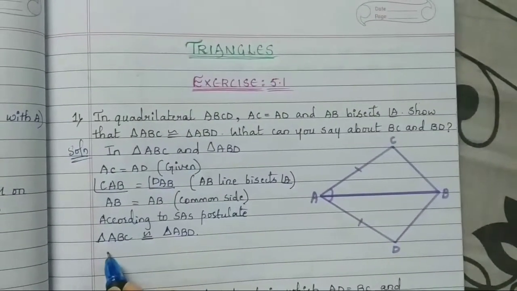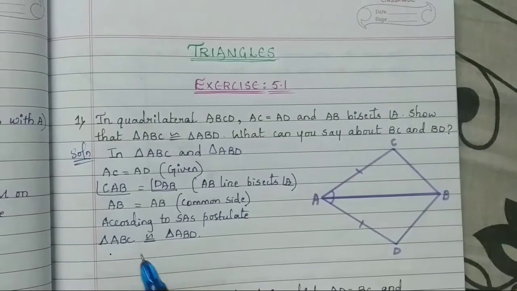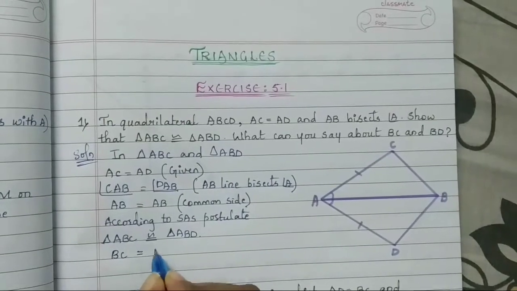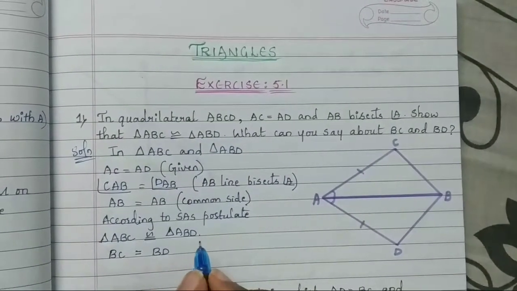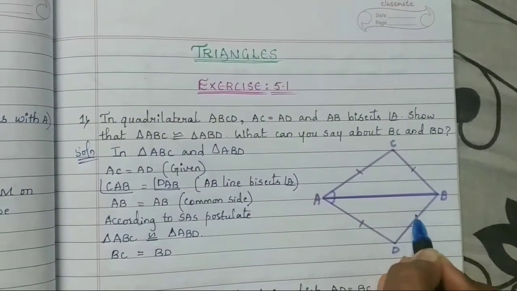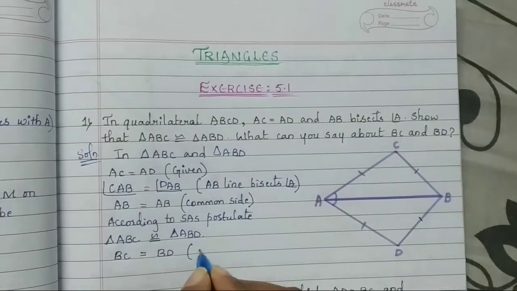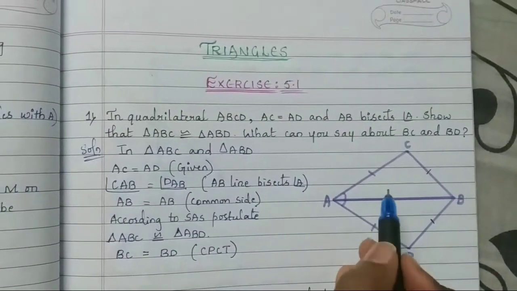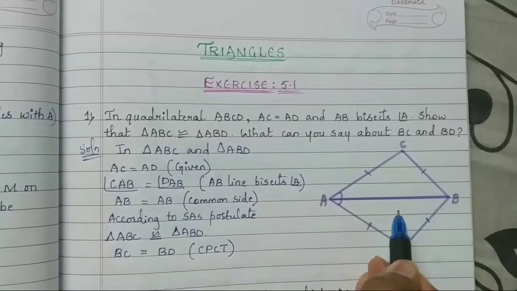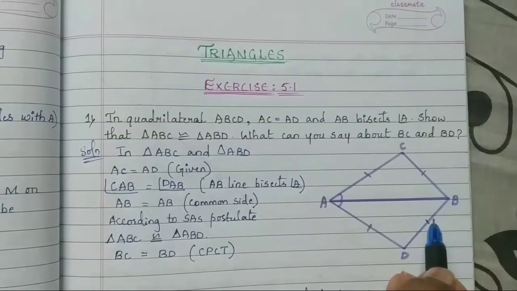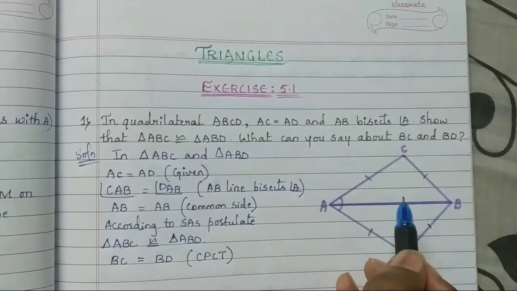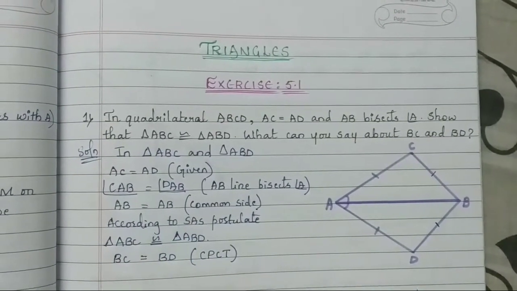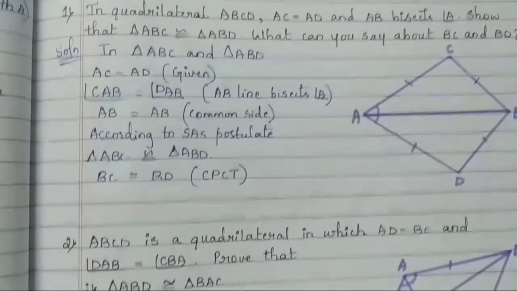Our BC is equal to BD. Why is this equal? Because these are corresponding parts of congruent triangles, that is CPCT. As both the triangles are congruent, we can say that corresponding parts of congruent triangles will always be equal. So this is the answer for the first question.